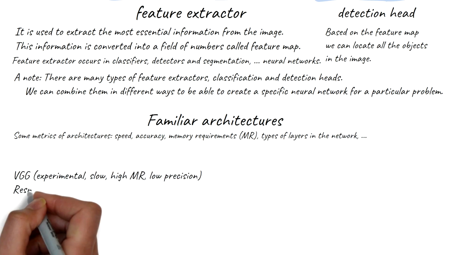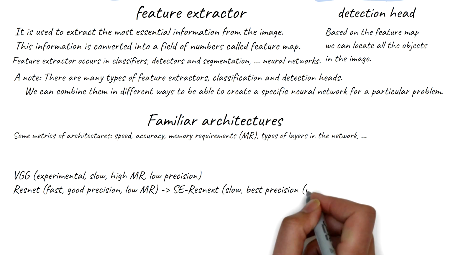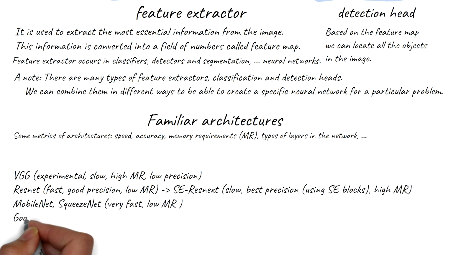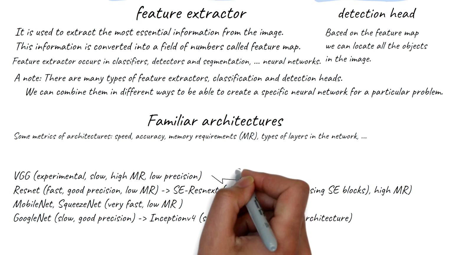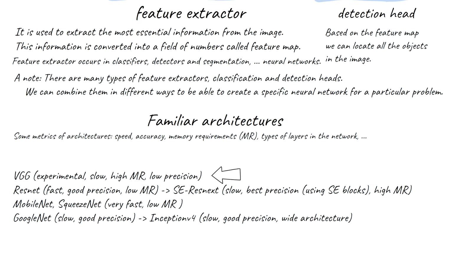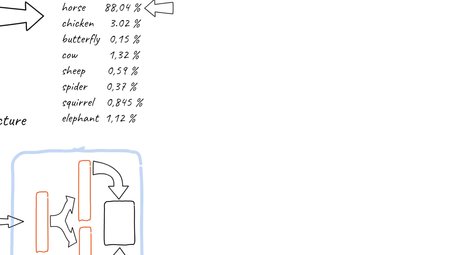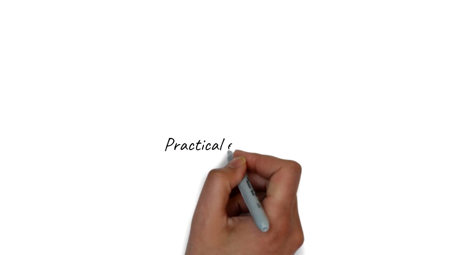Here is a list of architectures with different specializations. In the practical part of the video, we will use the VGG network. This is one of the first networks that has often been used in technical reports. That was all for today's theory, and we can move on to a practical example.